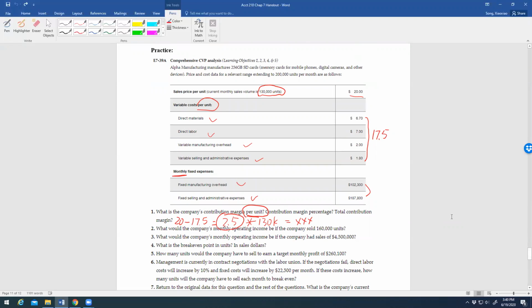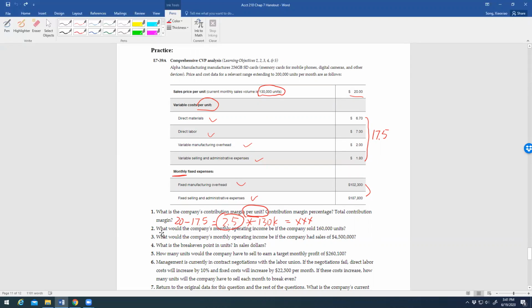This one is very similar to the accounting lab problem one. So now let's get started. Last time we talked about your contribution margin for each unit being 2.5. You use the selling price minus all the variable cost, which gives you contribution margin per unit, and then times your units, which gives you total contribution margin.